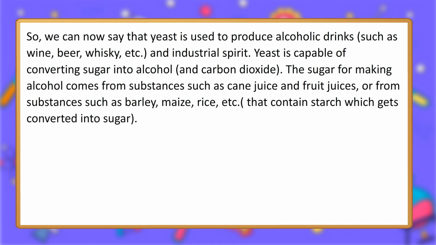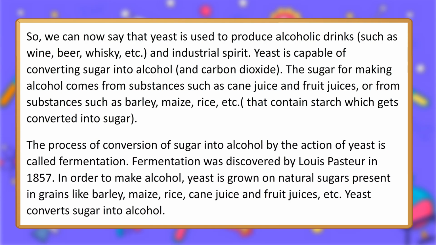Yeast is capable of converting sugar into alcohol and carbon dioxide. The sugar for making alcohol comes from substances such as cane juice and fruit juices, or from substances such as barley, maize, rice, etc. that contain starch which gets converted into sugar. The process of conversion of sugar into alcohol by the action of yeast is called fermentation.